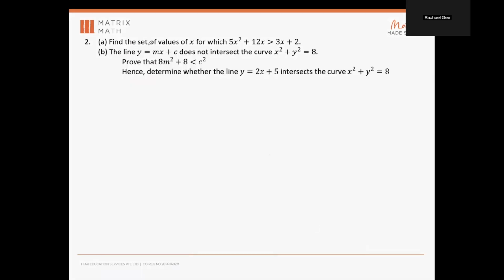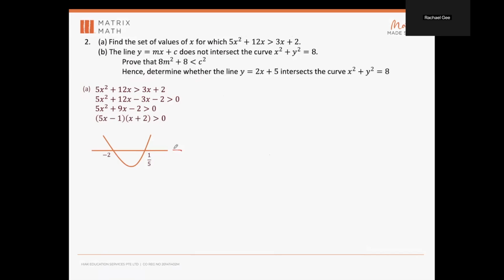For question 2, find the set of values of x for which 5x squared plus 12x is more than 3x plus 2. So what you need to do is bring all of our terms to one side and then make it more than 0. So if it's more than 0, okay, and then you need to factorize this part here. So after you factorize, you get this. So more than 0 means that it will be above this line. Okay, also note that when you are drawing the curve, it depends on what your coefficient of x squared is. So for this case, it's positive.